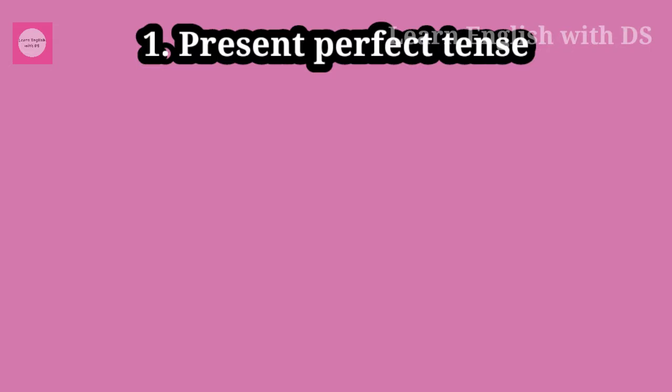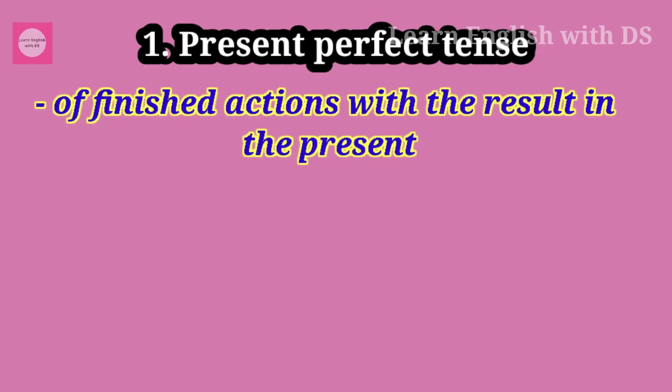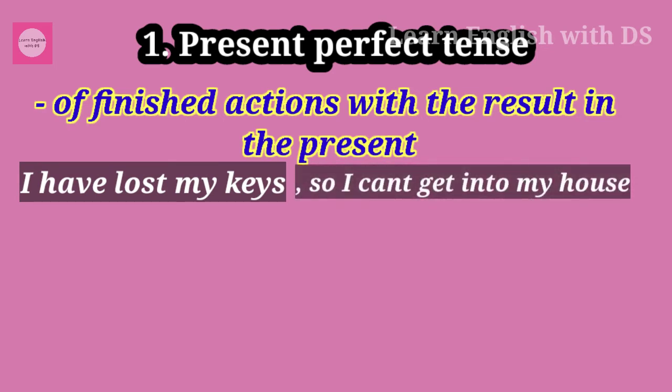We use present perfect tense to talk about a finished action with a result in the present. For example, I have lost my keys. So, I can't get into my house. I have lost my keys sometime in the past. And the result is now I could not get into my house.